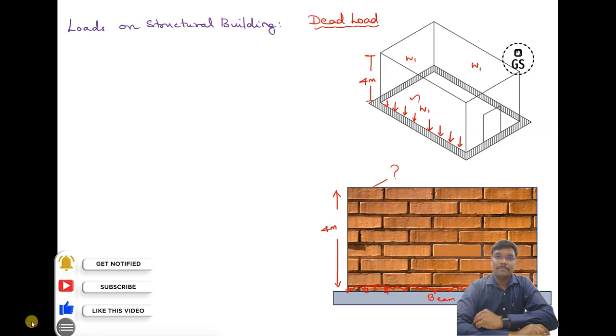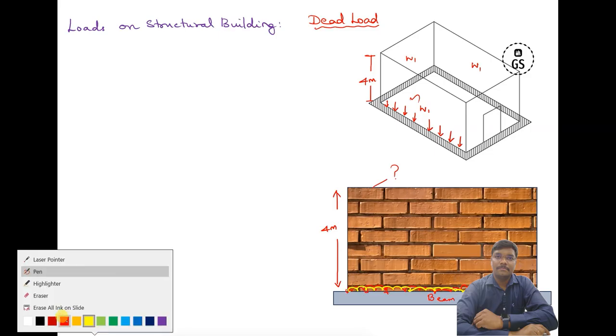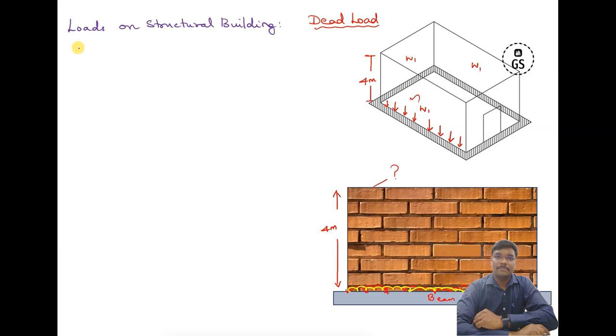So let's start doing a basic calculation over here. How to do the basic calculation? The load is going to be like over here. All this load is going to be running as a UDL. So let's start. First thing, we want to give a notation, that is W1, wall without opening.